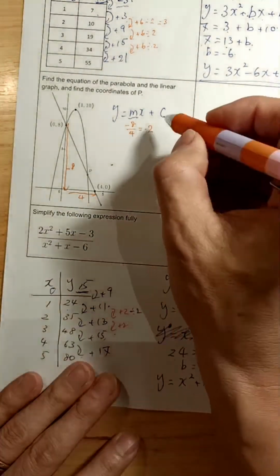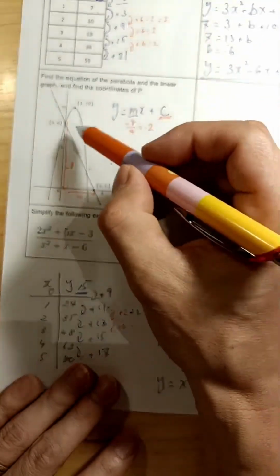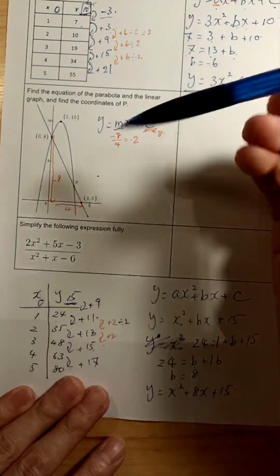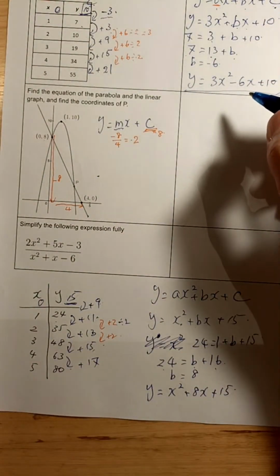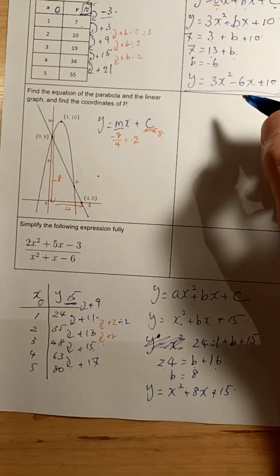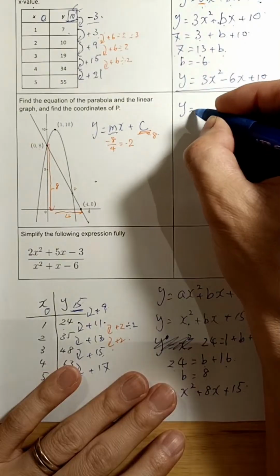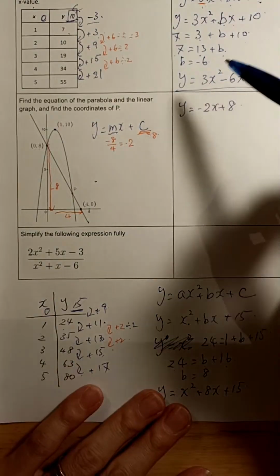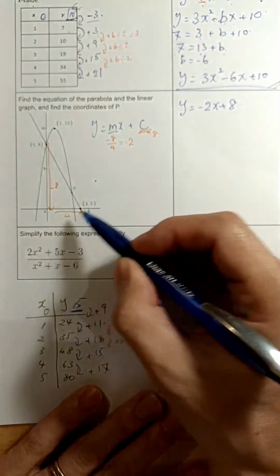Okay. And then c is where it cuts the y-axis. This line cuts the y-axis at 8. So c is 8. Okay. So the linear graph is y equals -2x plus 8. Okay. Then what do I have to do? It is finding the quadratic graph here, isn't it?